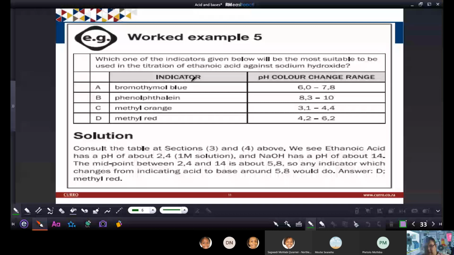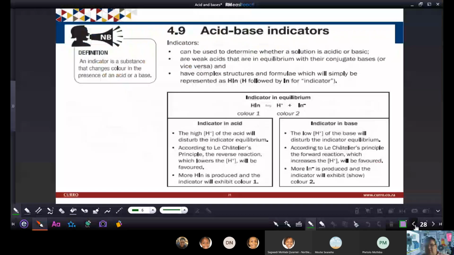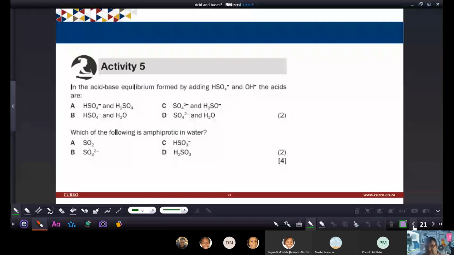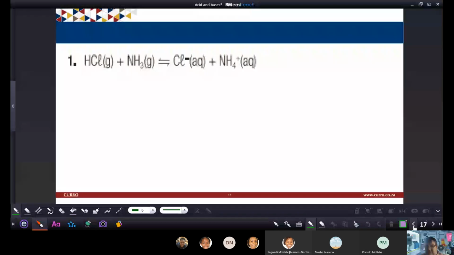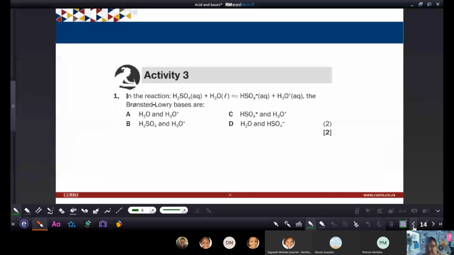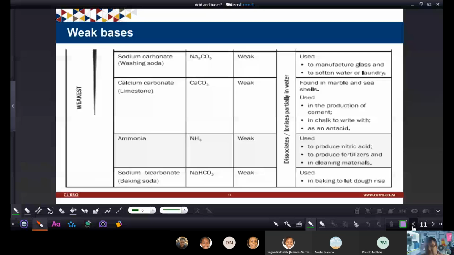I said now it's a weak acid. Did I make the wrong assumption? I just wanted to quickly check. Sodium hydroxide is a strong base, and ethanoic acid is a weak acid. Yes, I'm correct. So there's definitely a mistake here in this example that I've given.